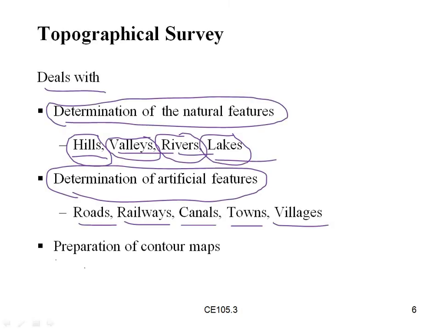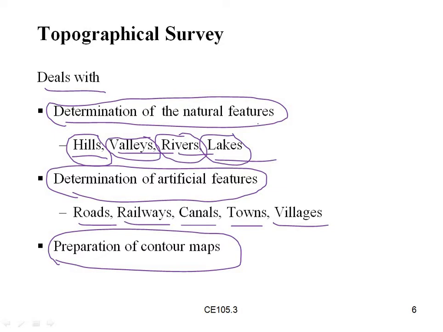And next is preparation of contour maps. This is another category. These contour maps are important maps. They are nothing but imaginary lines on the ground, shown on the map surface. The imaginary lines which are there on the ground surface, drawn on the map, are known as contour maps.